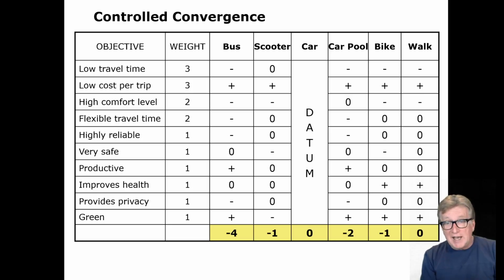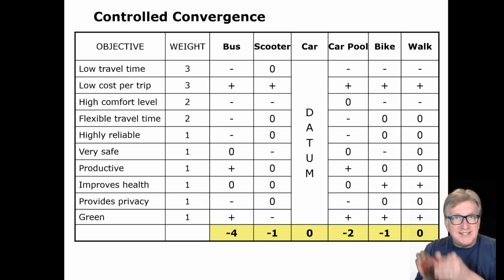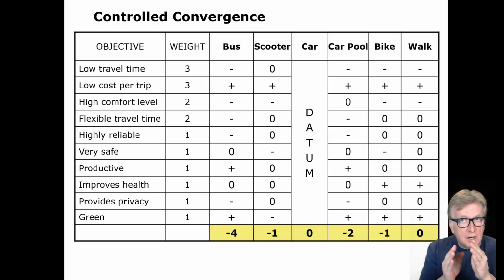But in the end, you add up these columns and you compare it to the datum. The datum is always equal to 0. And so in this case, it looks like car and walk is kind of about equal. And so what you end up doing is like, that doesn't make a lot of sense. So what you do is you try the datum on other options. So let's maybe move the datum over to walk, and we're going to compare everything to walking. Now, if you do that, you're going to probably find that a car is head and shoulders above walking.